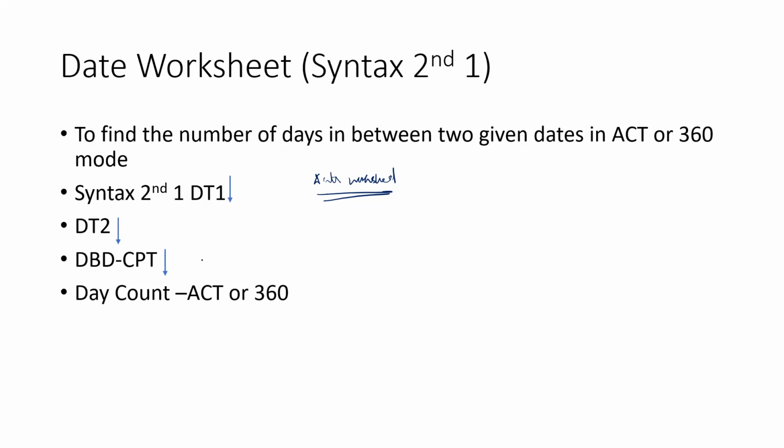If you press second one, you'll get a value. Can somebody tell me what is the value that you're getting in DT1? 31 12 1990. Yes, this is the default value. Everybody else is also going to get the same value.